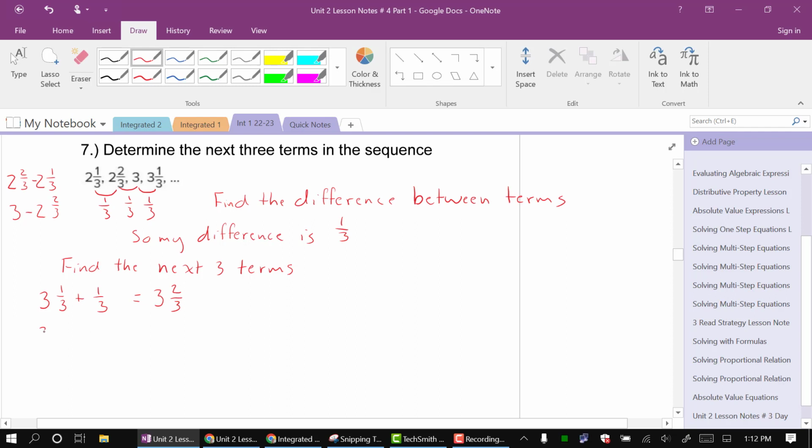Now let's find my next one. 3 and 2/3 plus 1/3 will give me 2 plus 1 more is 3. So that's 3 and 3/3, or that's just 4. And then for my last one, I have 4 plus 1/3. That's going to give me 4 and 1/3. So my next three terms are 3 and 2/3, 4, and 4 and 1/3.